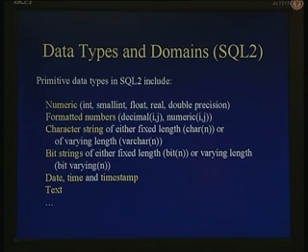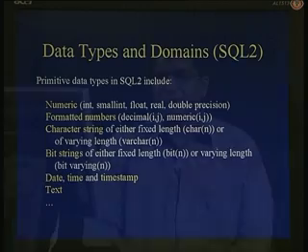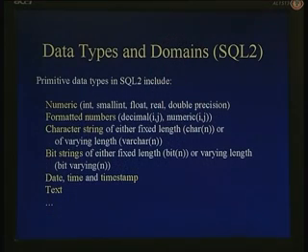So before we look into column descriptions, let us see what kinds of data types and domains that SQL2 supports. There are several different kinds of domains that SQL2 supports, and some of the most commonly used domains are shown here. There is the numeric domain, which is identified by different data types called int, smallint, float, real, and double precision. Each of these refers to a different size of the data word that is being stored as part of this domain.